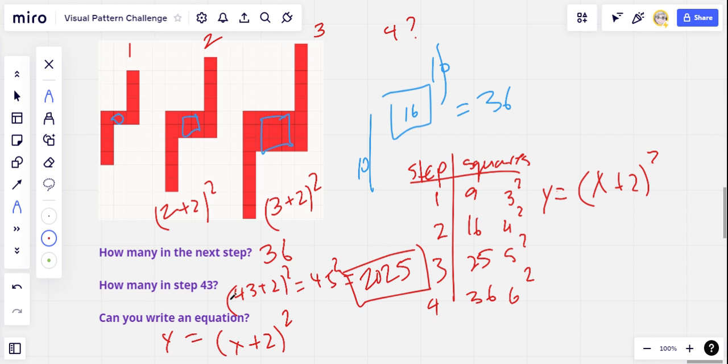Well, how did that go for you? Did you get 36 for step 4? Did you come up with an equation like this? Does yours look a little different? Did you arrive at it by looking at the numbers or by using your visual intuition? I'd love to know. Thanks, everybody.